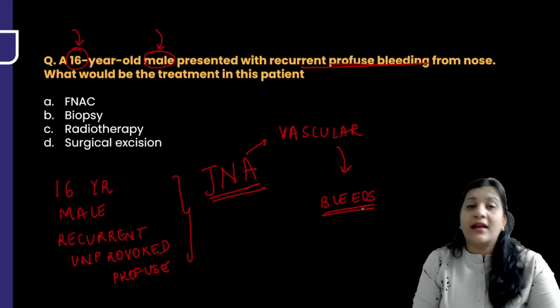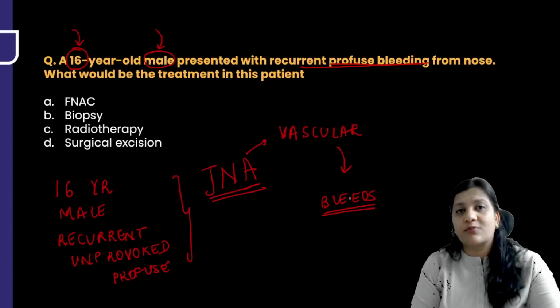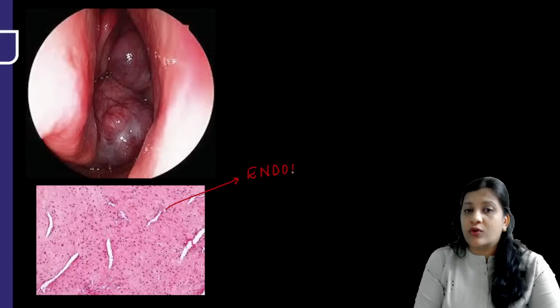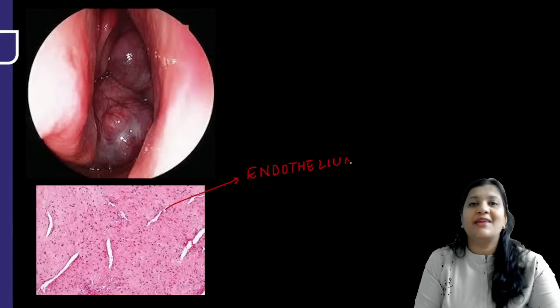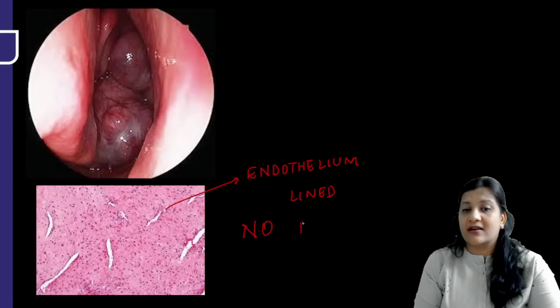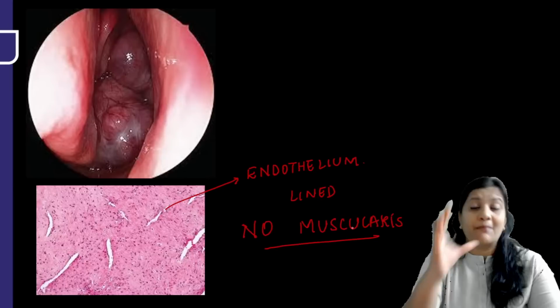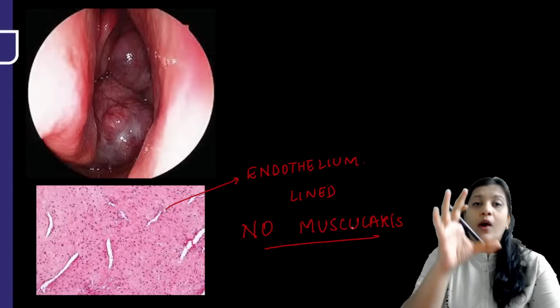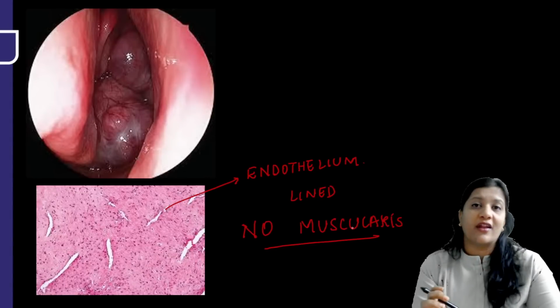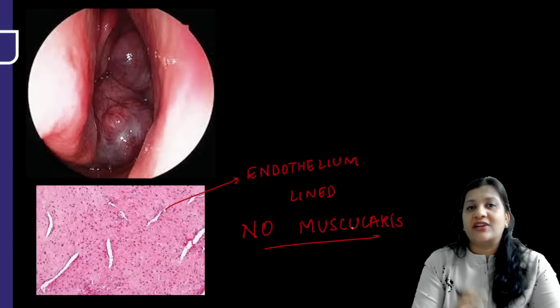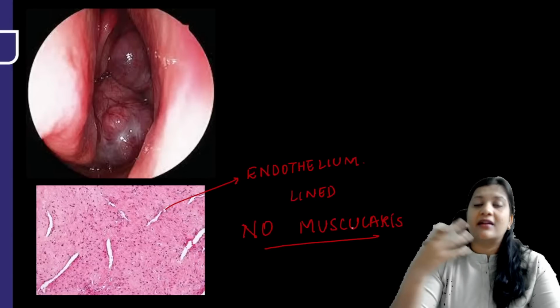Now, when it bleeds, why are we so concerned about this profuse bleeding? Because the blood vessels present in these tumors are only endothelium lined. They do not have the muscularis layer. Since they do not have a muscularis layer, what would happen when they bleed? They will bleed profusely and excessively. The blood vessels cannot contract, and once the blood vessels cannot contract, the bleeding won't stop immediately. This is why the patient presents to you with recurrent, unprovoked, profuse epistaxis.